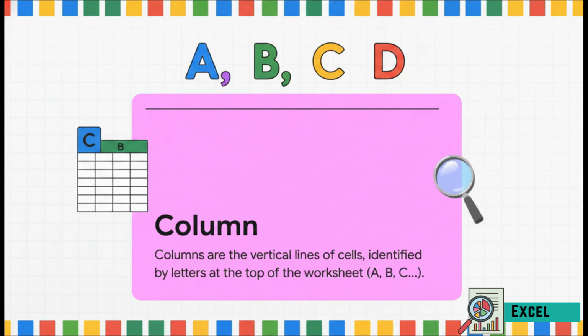Yep, totally opposite of rows. Columns go up and down. They're vertical. And you'll see those letters right at the top of the grid. A, B, C, and so on.